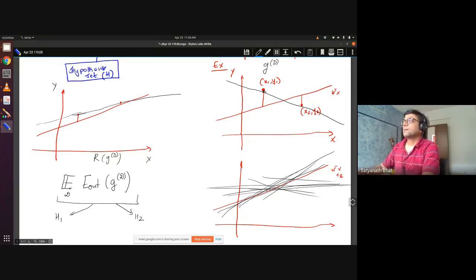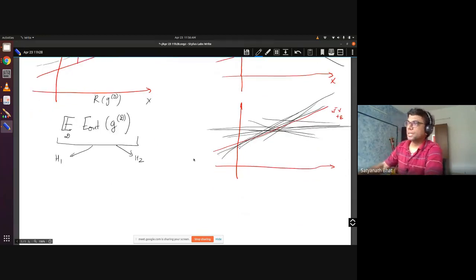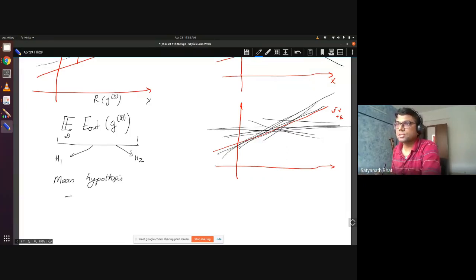Okay. So now what we can talk about is if we had taken an average of all these points, that is like our mean hypothesis, right? So what is the mean hypothesis? If I had all these lines and if I took the average, so if I take the expected value over GD itself, if I do that, this is my mean hypothesis. This I will call G bar of X.